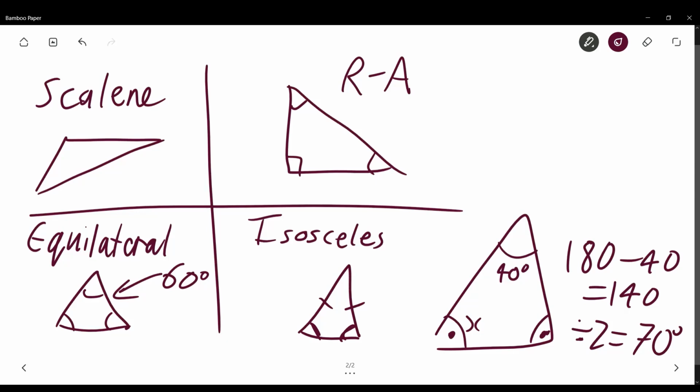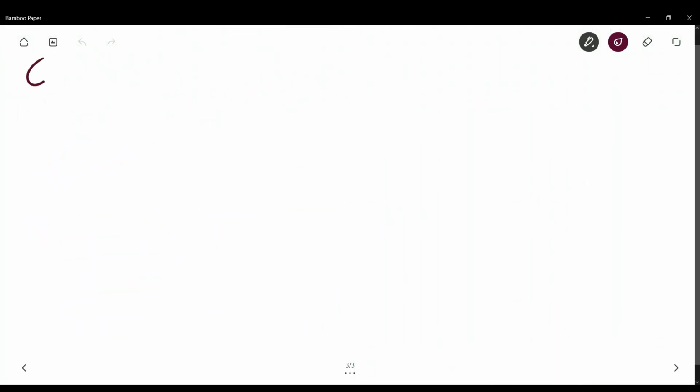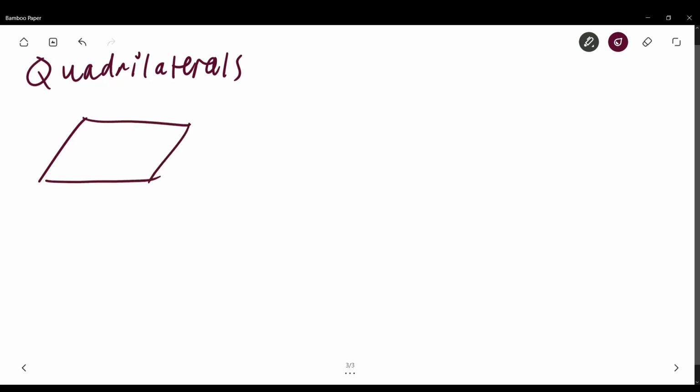Triangles, pretty straightforward. People often forget though about certain types of quadrilaterals. First off, let's start with your parallelogram. A parallelogram has two pairs of parallel sides, just like that, and also opposite angles are exactly the same. So these two are the same, and these two that I'm drawing right now are also the same.